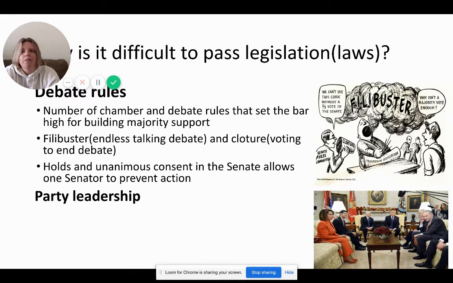Okay, holds and unanimous consent allows the Senate to prevent action. So in the Senate, they also have this holds thing, and they can just basically, one senator can totally ruin everything and basically be like, you know what, I don't want to consider this. And until we get that person on board, basically it's just going to sit and not do anything.